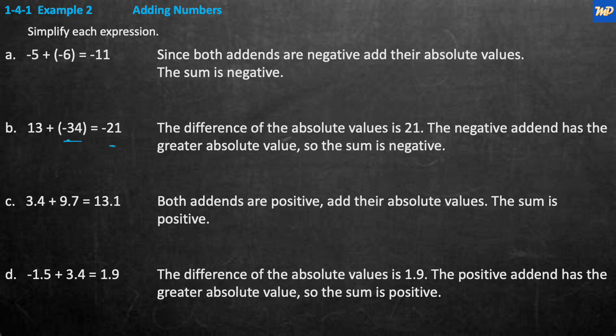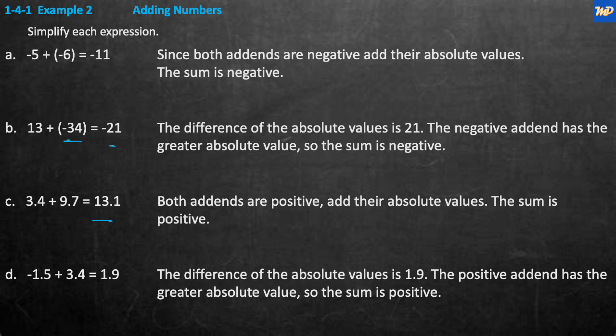How about this one? 3.4 plus 9.7. They're both positive, and that equals 13.1. Both addends are positive, so you add their absolute values. The sum is positive because they're both positive.